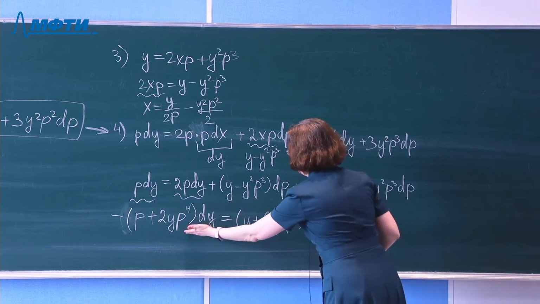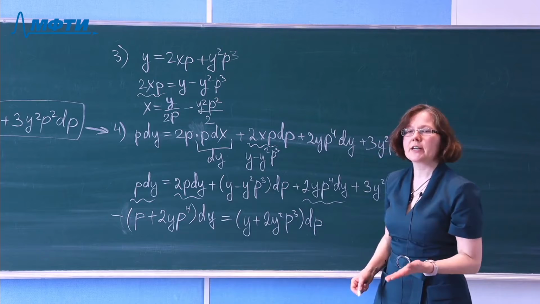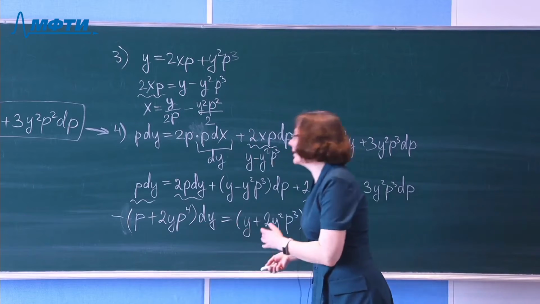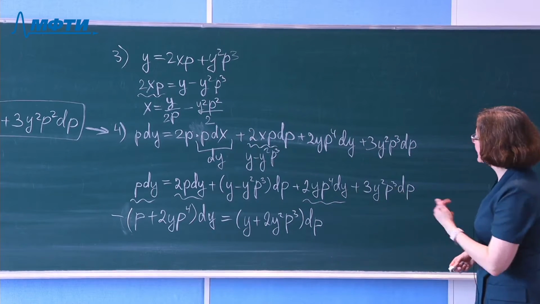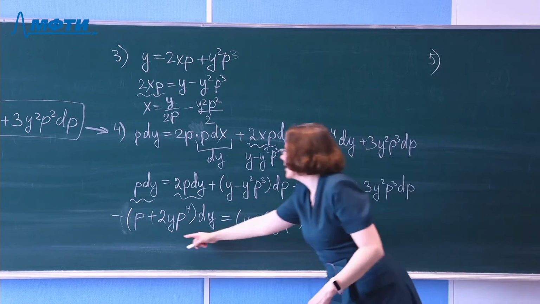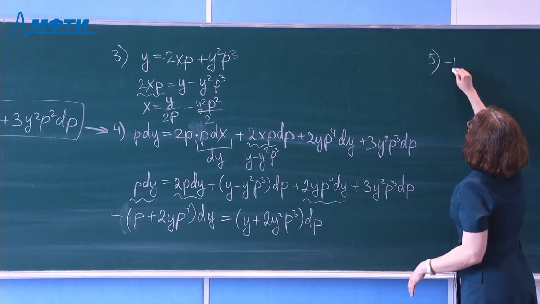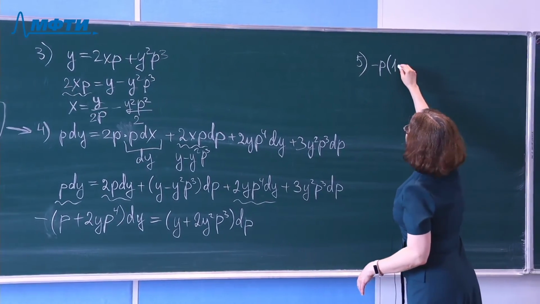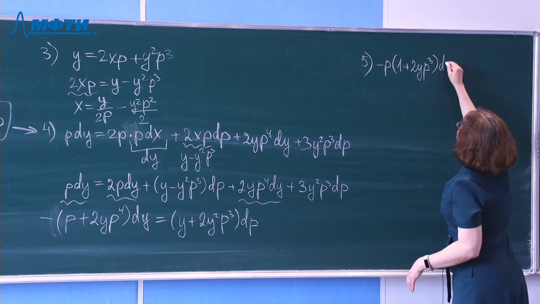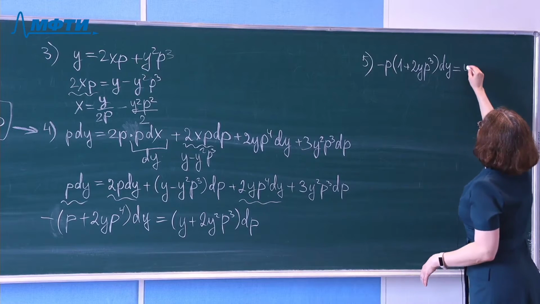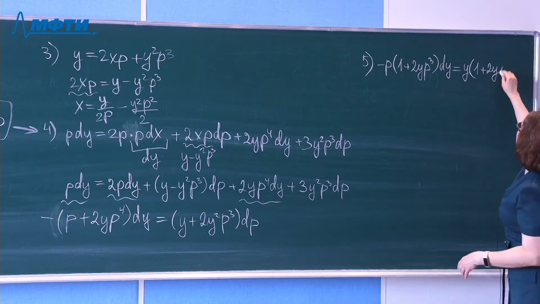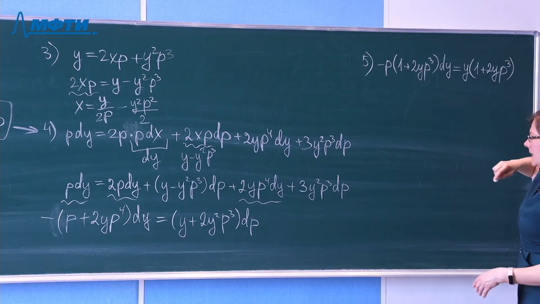Now, if we compare the left-hand side and the right-hand side, we can notice that they are similar, and we can factorize them. Let it be step number 5. I will rewrite this equation in the form minus p times (1 plus 2y p cubed) dy equals y times (1 plus 2y p cubed) dp.